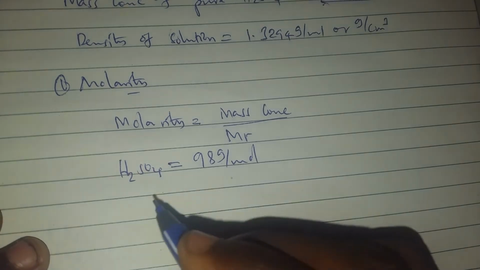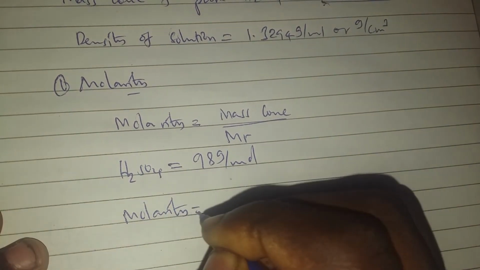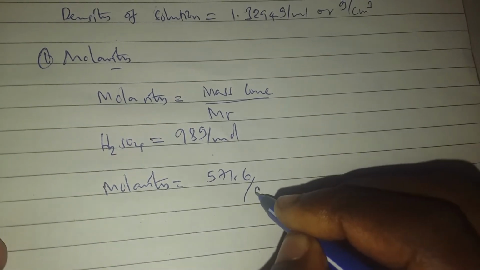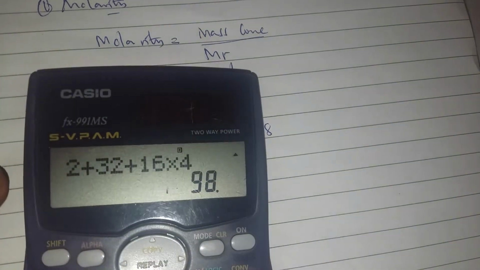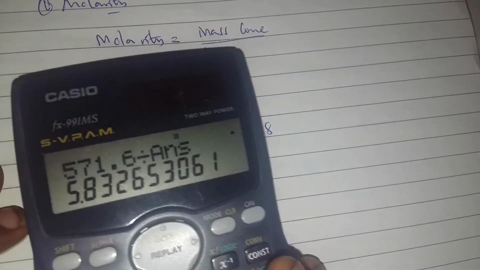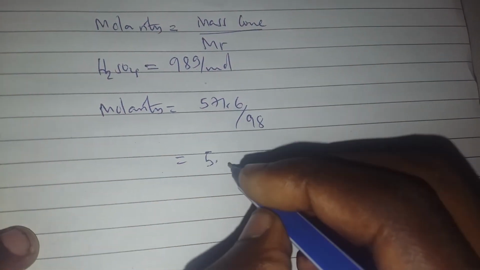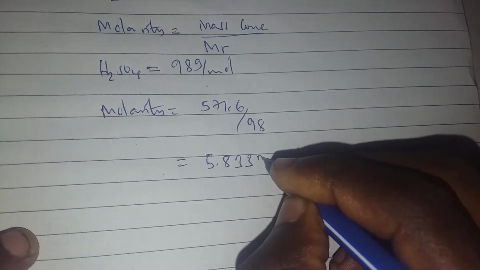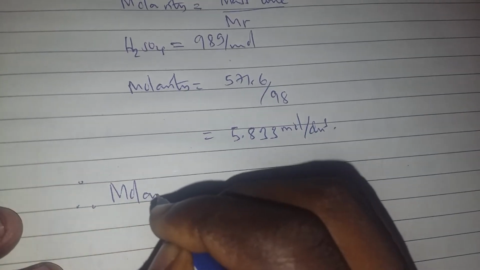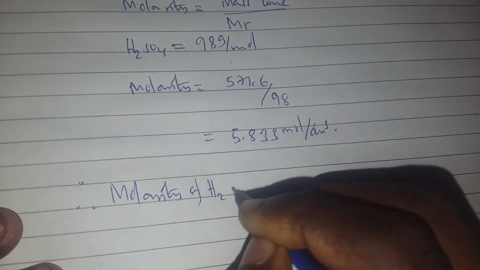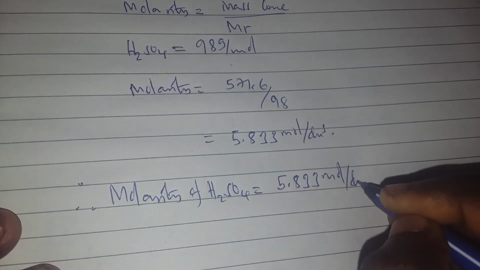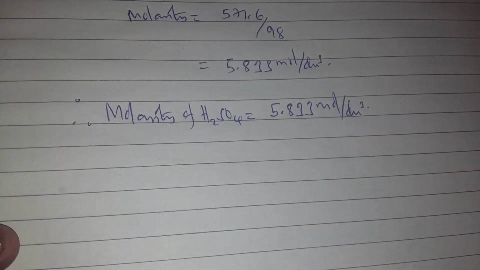So from there we are saying molarity is 571.6 divided by 98. So the molarity there is 571.6 divided by 98, and the answer is 5.833 mole per dm cube. So what we conclude in part 1 is that the molarity of H2SO4 is equal to 5.833 mole per dm cube. And from there we proceed to the second question.